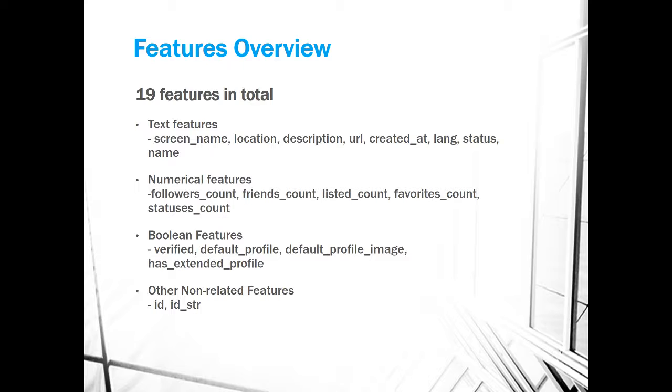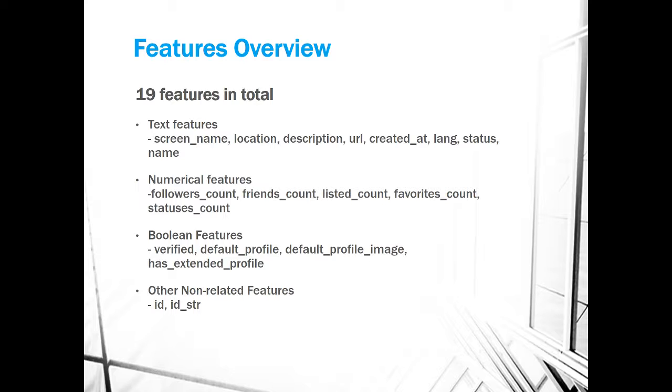In our dataset, we have collected 19 features for each Twitter account. There are four types of features. The first type is text features. Some of them are useful because they contain important keywords. Some of them may be meaningless. The second one is numerical features. This kind of feature usually has a large range of values. We need to find the best way to divide the range. The third one is Boolean features. This feature is easy to handle.